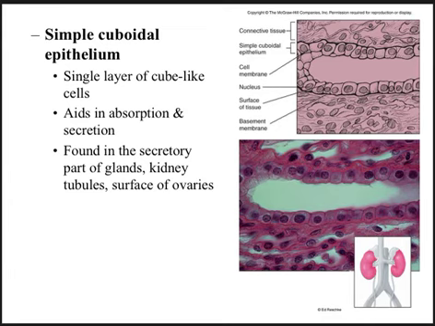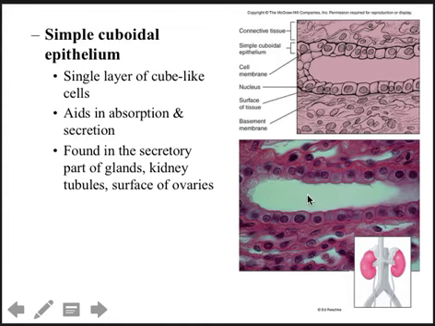Simple cuboidal epithelium are a single layer of box-like cells, and they aid in absorption and secretion. We find these in the secretory portions of the glands, the kidney tubules, and also in the surface of the ovaries. Again, you can see what they look like here in diagram. This black area here is the basement membrane, and of course the connective tissue surrounds it. And here's what it would look like in a stained tissue section. This would be the simple cuboidal epithelium. This would be the lumen that the cuboidal epithelium lines.